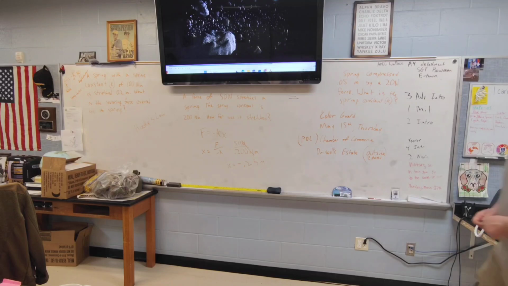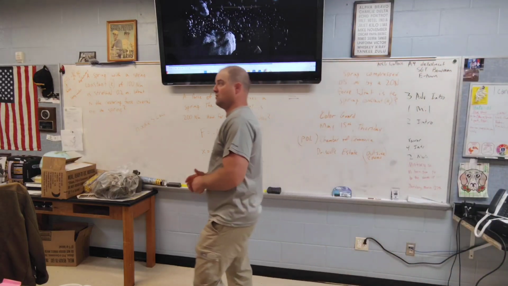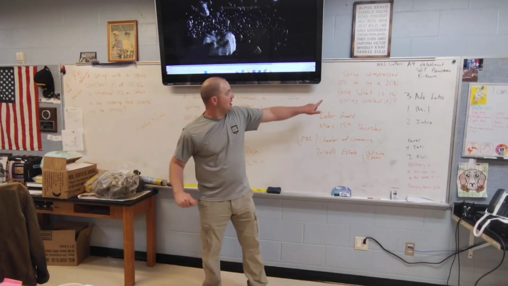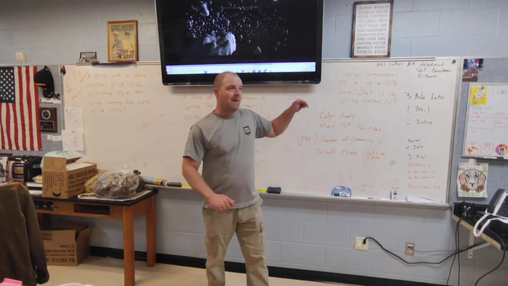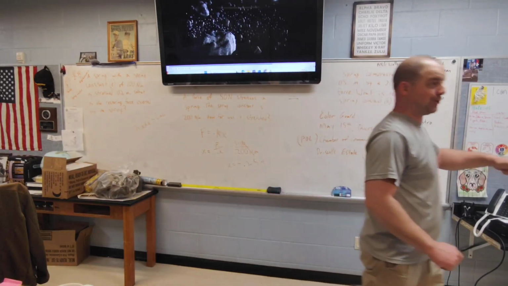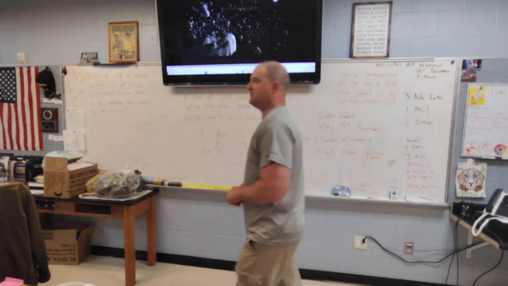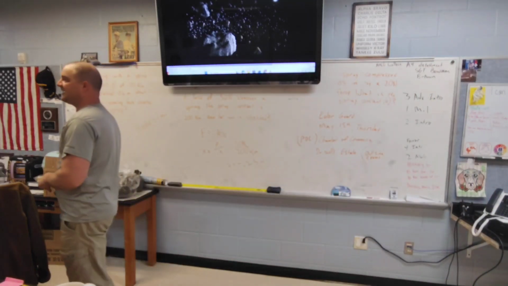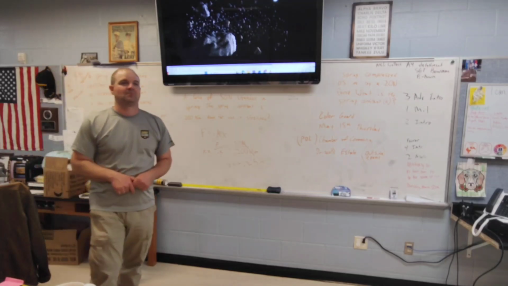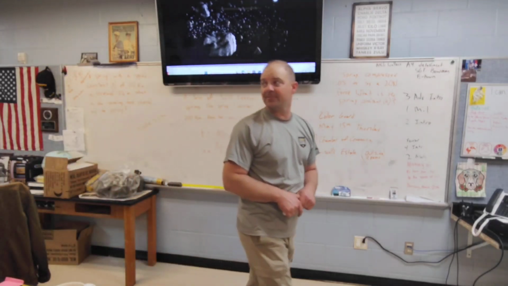I'll read it again. A spring is compressed 0.05 meters by a 20 Newton force. So you're given the force and you're given the displacement, find the spring constant. So you're going to be isolating which variable? The negative k.